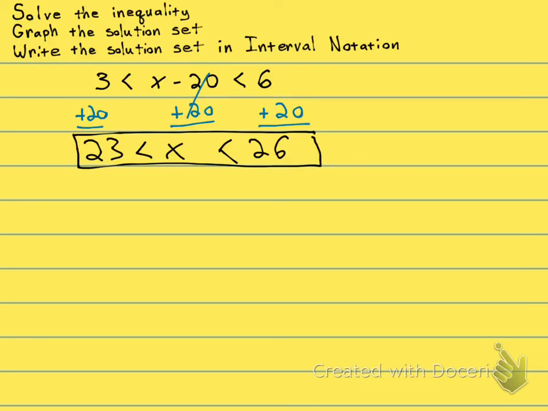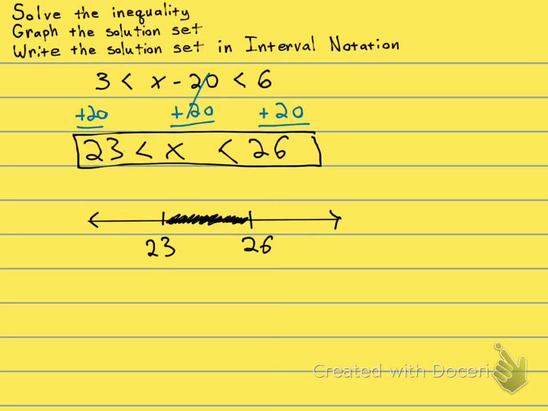Now to graph the solution, I'm going to make a number line. And the only points of interest on the number line are going to be 23 and 26. Remember, x is everything greater than 23, so shading this way. And at the same time, x is everything less than 26, so this way. Okay, so all my shaded stuff is in the middle.